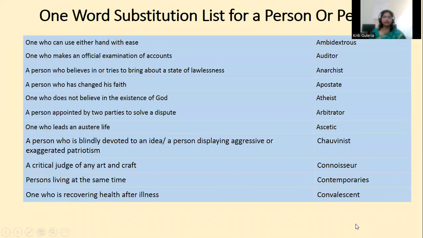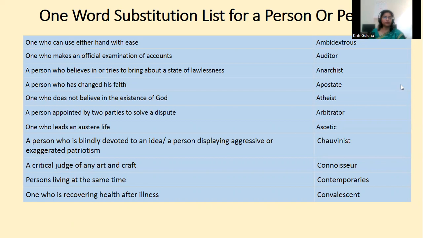Next category is the list of words for a person or people. For example, a person who can use both hands or either hand with ease without any problem is referred to as ambidextrous. Ambi means both, so ambi is the root word, and dexter means hand. So one who can use both hands is referred to as ambidextrous.